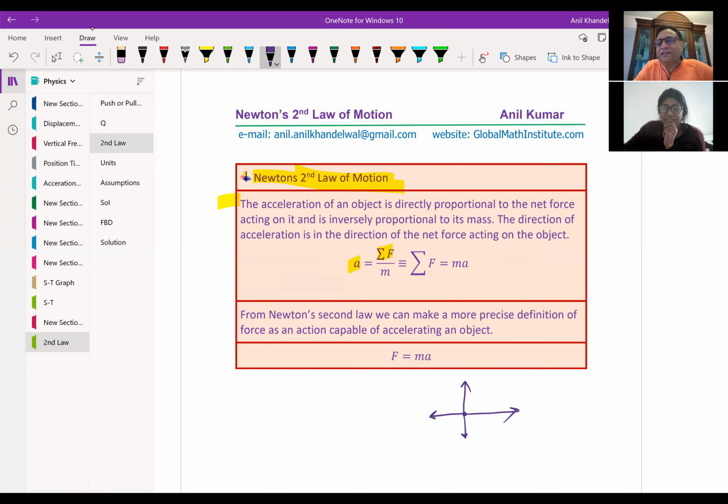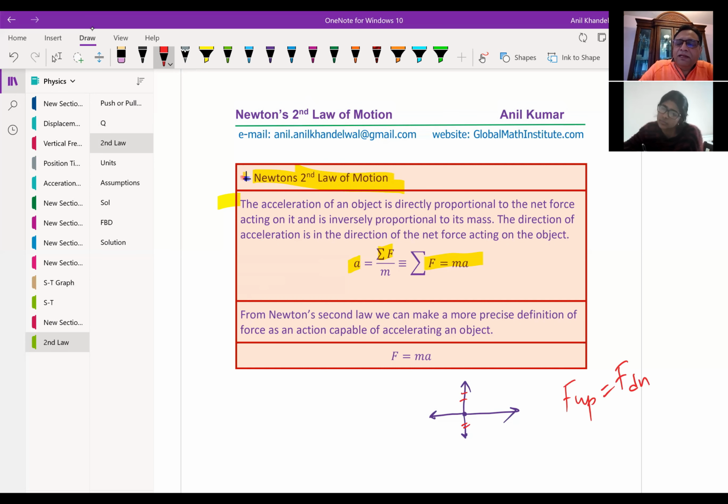So the acceleration here is the sum of forces divided by, inversely proportional to, the mass. You can rearrange this equation and say the sum of forces is equal to ma. Now, what it really means is that, from the diagram shown, let us say these two forces are equal. That means the object is not going up or down, so force up equals force down.